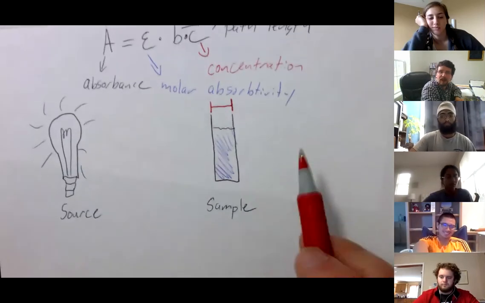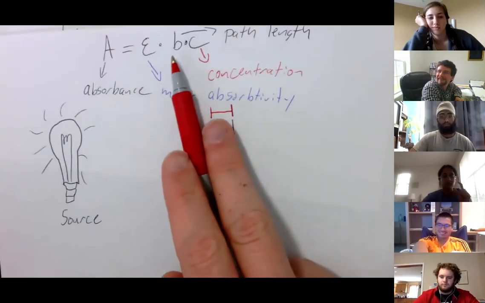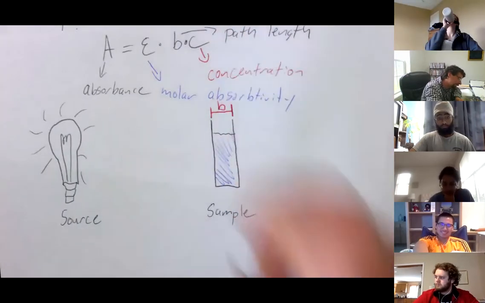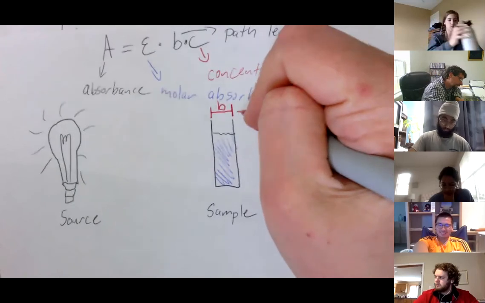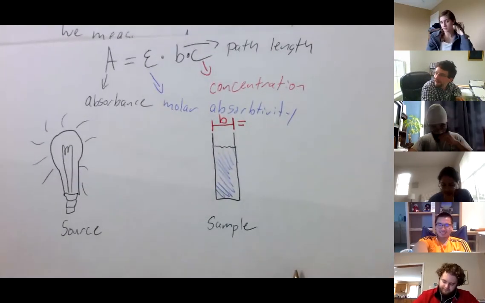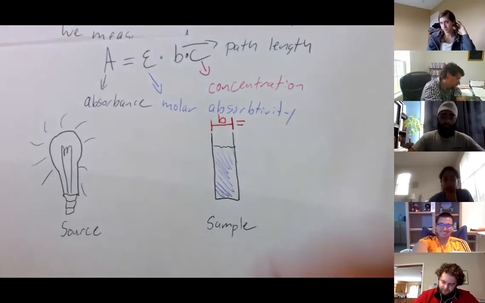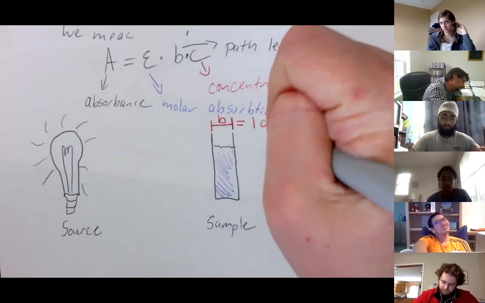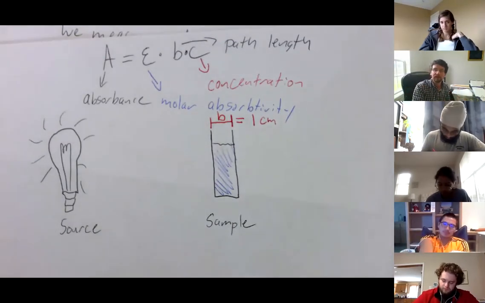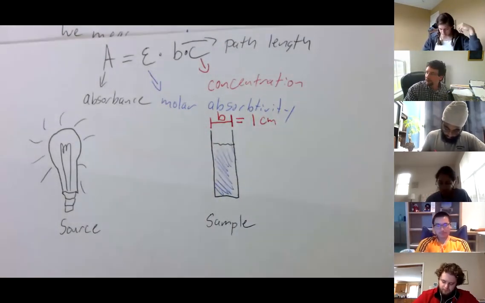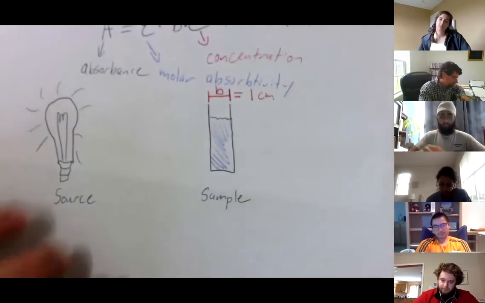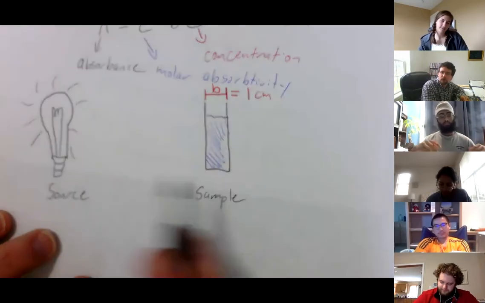Let's say we wanted to make the math easy. Remember, this is B along here. If you wanted to make that easy, what value would you give that? 1. This is 1 centimeter. You can find other cell sizes, but generally they're 1 centimeter to make your life way easier. Okay, so now we have a source, we have our sample.